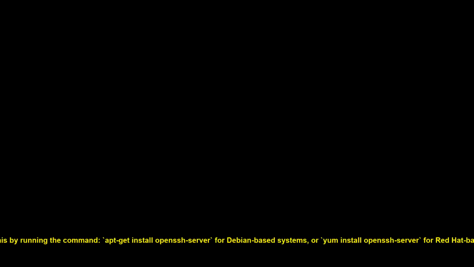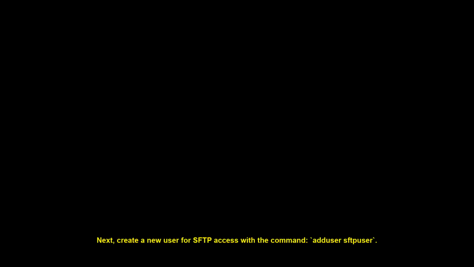Start by installing the OpenSSH server package if it isn't already installed. You can do this by running the command apt-get install openssh-server for Debian-based systems, or yum install openssh-server for Red Hat-based systems. Next, create a new user for SFTP access with the command adduser sftpuser.